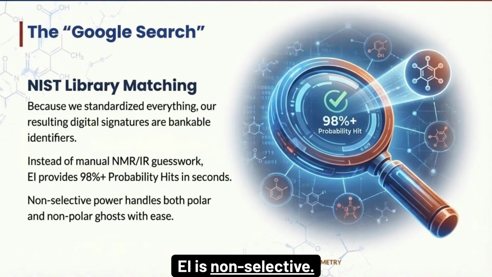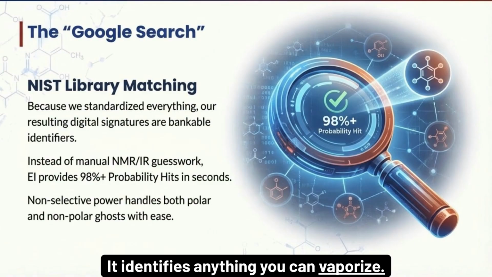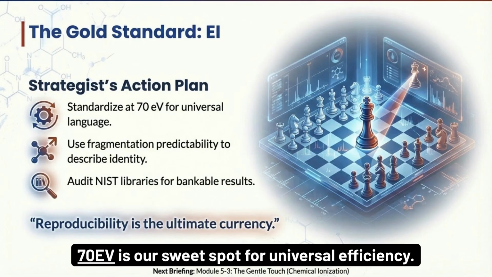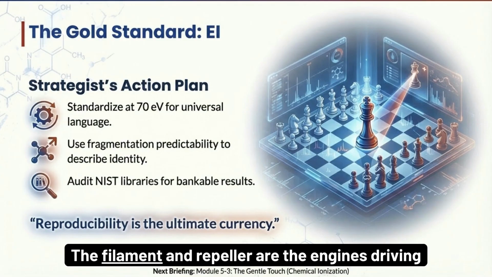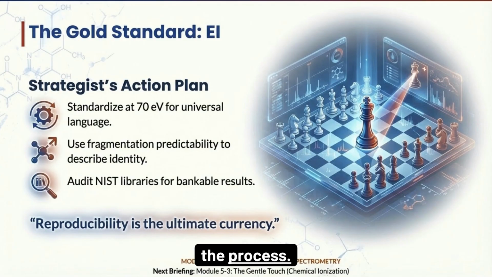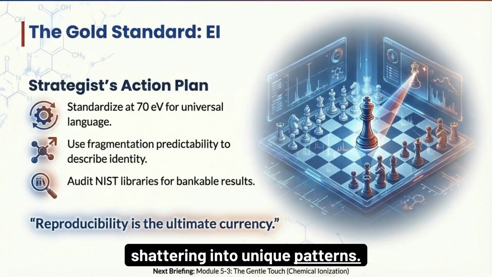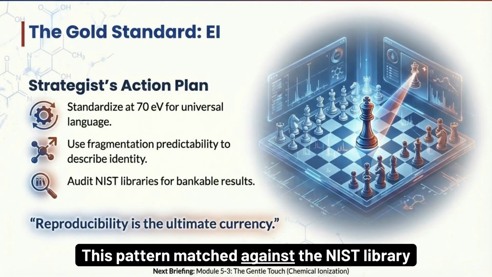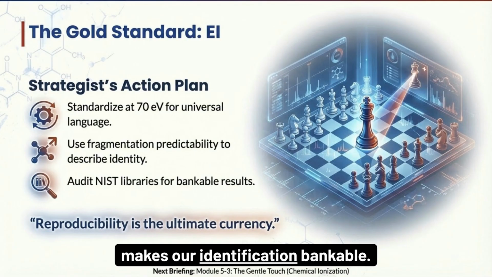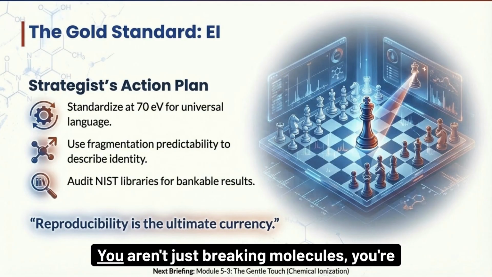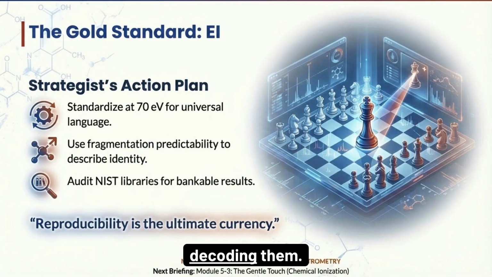EI is non-selective. It identifies anything you can vaporize, making it the ultimate ghost hunter. Let's recap. 70 eV is our sweet spot for universal efficiency. The filament and repeller are the engines driving the process. Molecules become radical-cations before shattering into unique patterns. This pattern, matched against the NIST library, makes our identifications bankable. Reproducibility is the ultimate currency in science. You aren't just breaking molecules, you're decoding them.